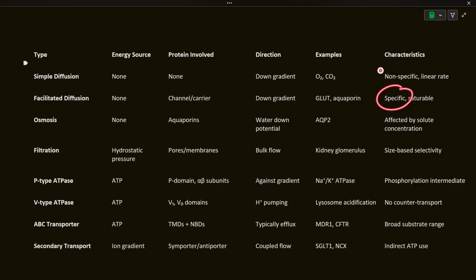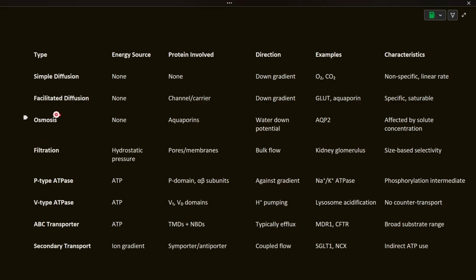While simple diffusion is non-specific, you just need the concentration gradient as the motivation, so that any type of solute molecule can pass across the plasma membrane. That is why it is simply dependent on the concentration gradient, and that is why it shows a linear rate. Unlike simple diffusion, facilitated diffusion is saturable. So this is about the movement of solute molecules.